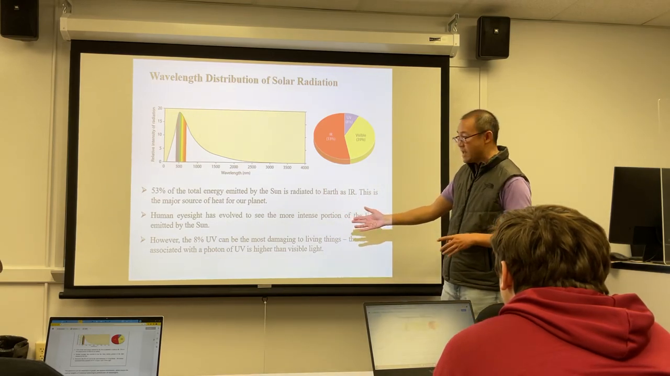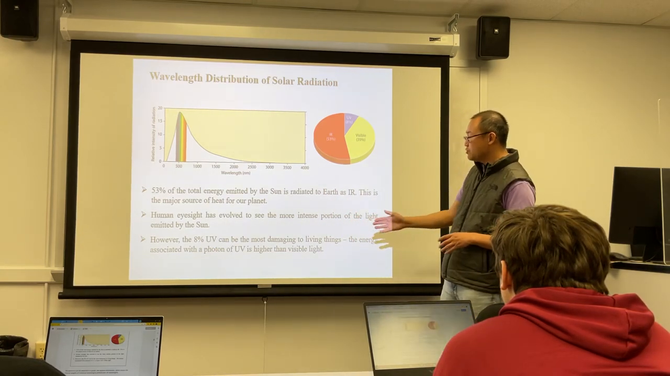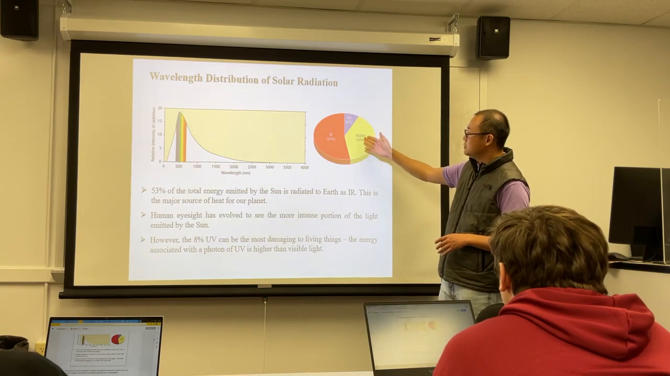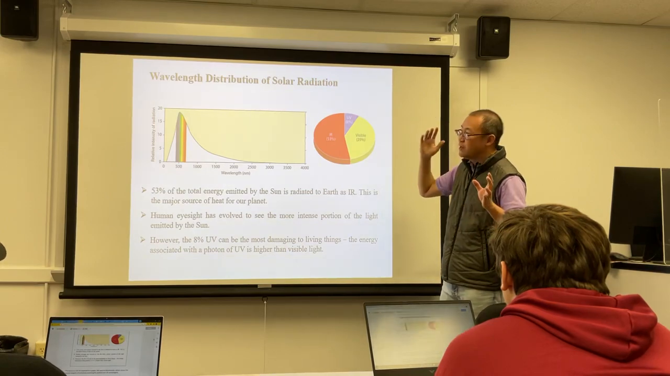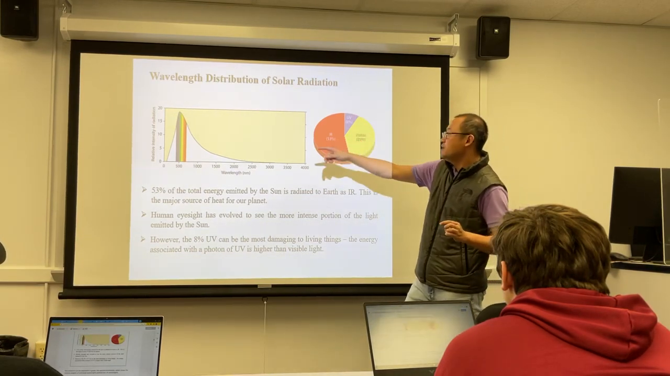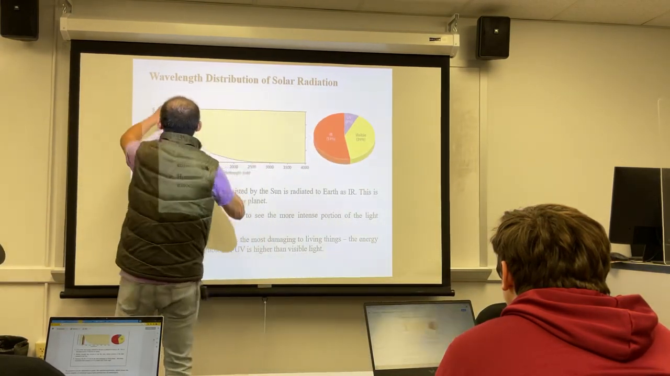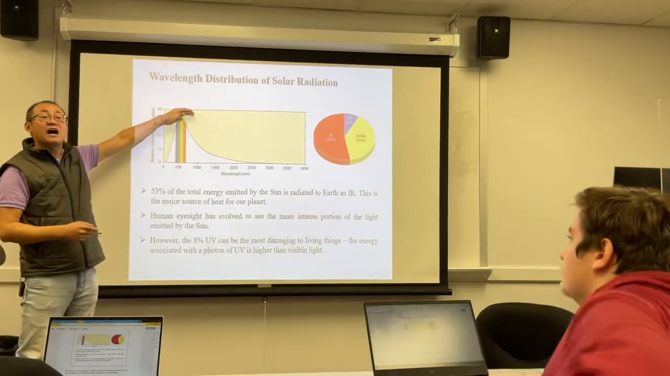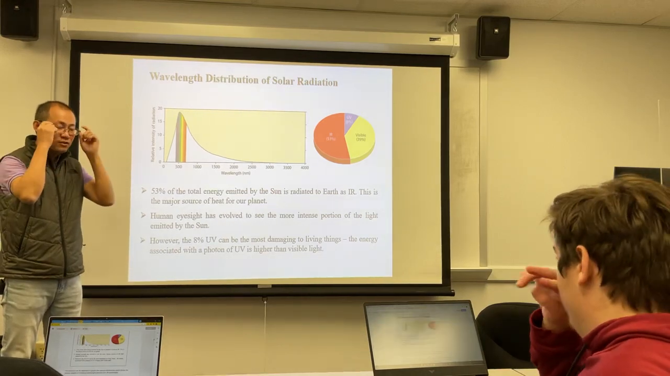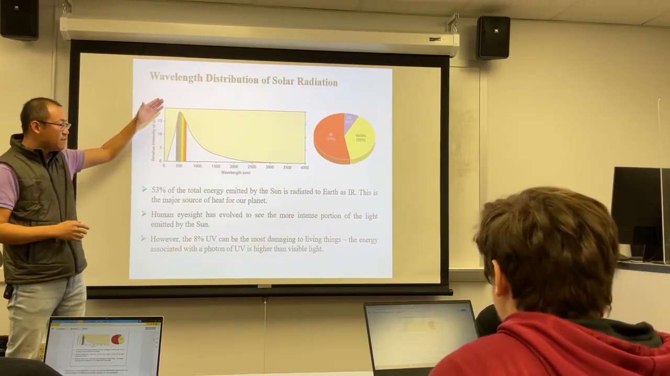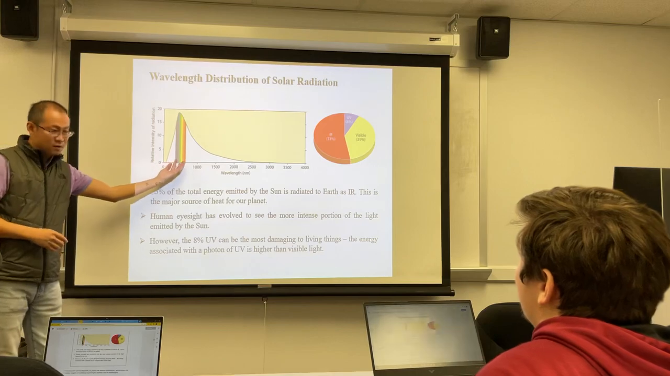And our eyes, again, evolved to see the visible light. In percentage, visible light is only 39%, even lower than that. But the intensity of it is the highest. I mean, it's the most intense. That's why our eyes evolved to see the most intense portion of the light, which is the visible.